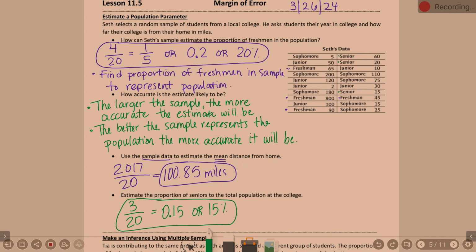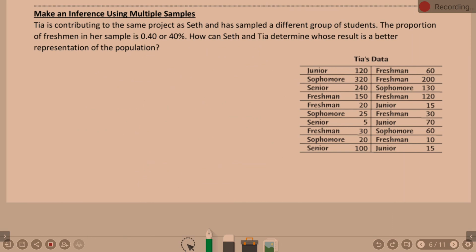We're going to continue on with this example, but we're going to add Tia's information in. As you look down at the bottom, we talk about using multiple samples now. And we're talking about Tia. Tia is contributing to the same project as Seth and has sampled a different group of students. The proportion of freshmen in her sample is 4/10 or 40%. How can Seth and Tia determine whose result is a better representation of the population?